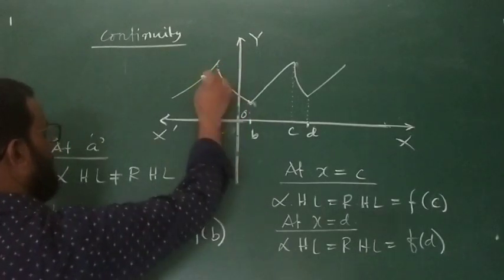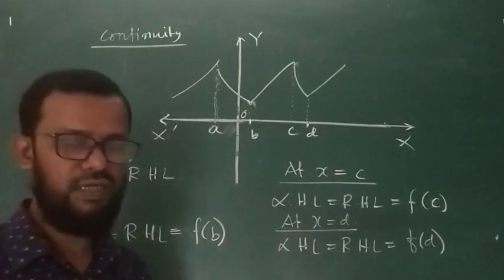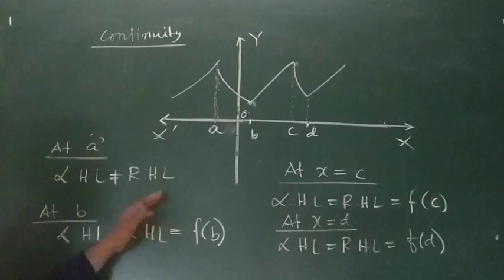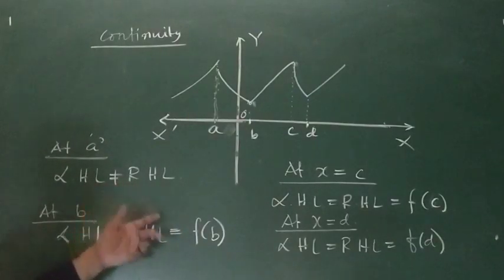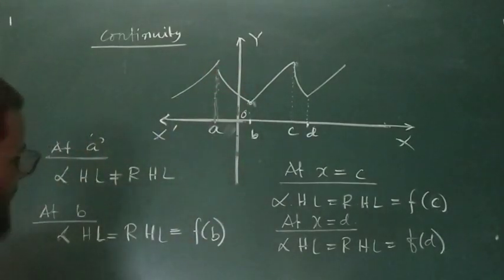So in this case what happened? Both the functional values, that means both the values of f(x), are not the same. That means left hand limit is not equal to right hand limit. So as we know, when left hand limit is not equal to right hand limit, the function is discontinuous, and graphically also we find that the function is discontinuous, right?